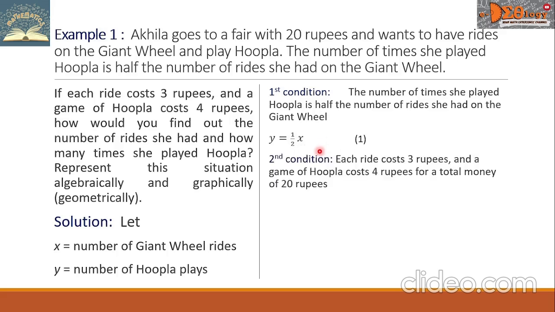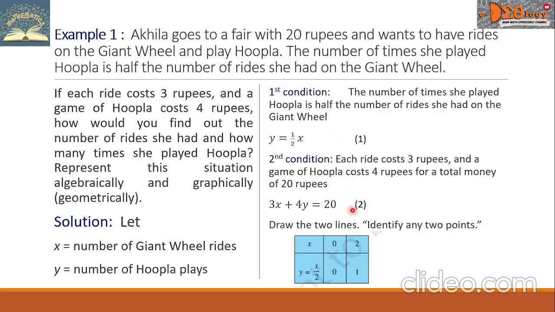For the second condition, it says each ride cost 3 rupees and a game of hoopla cost 4 rupees for a total money of 20 rupees. We represent this as the equation 3x plus 4y equals 20. This is our second equation. Now we're going to draw the two lines. As per the process, we're going to identify any 2 points of the line.